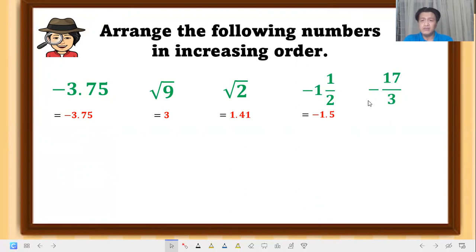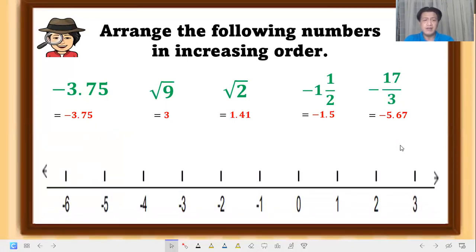Okay? And what is negative 17/3? That is equal to negative 5.67. Di ba? Iba-iba sila ng uri ng number. May fraction, may mga radical, tapos may decimal. But if we are going to arrange, kailangan naka-decimal sila to be able to determine. And then, isulat mo yung number line mo. Mahalaga yon.